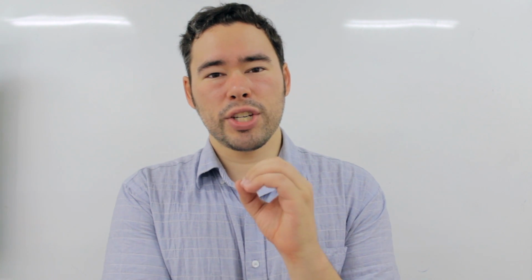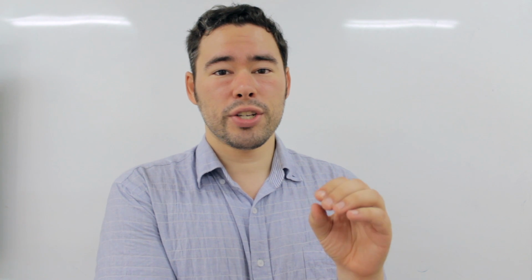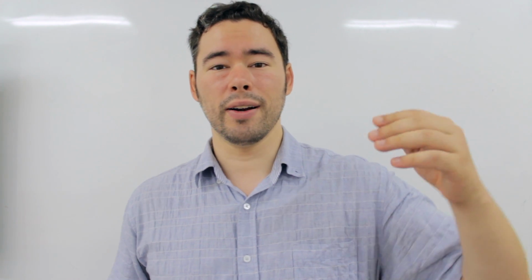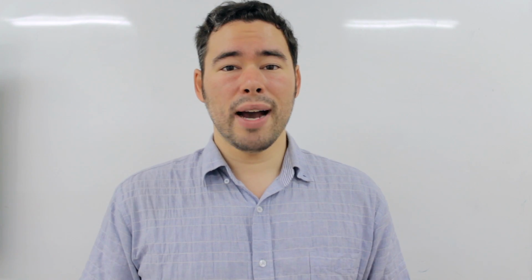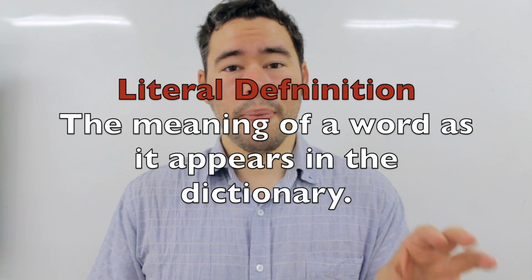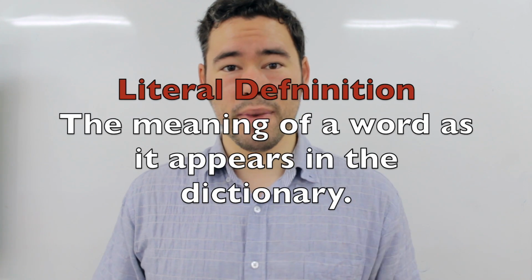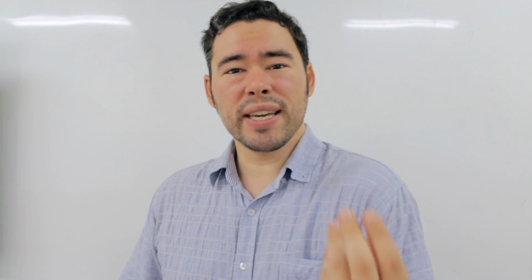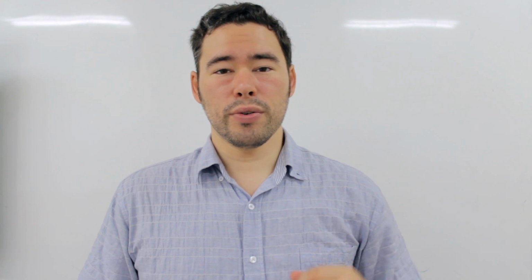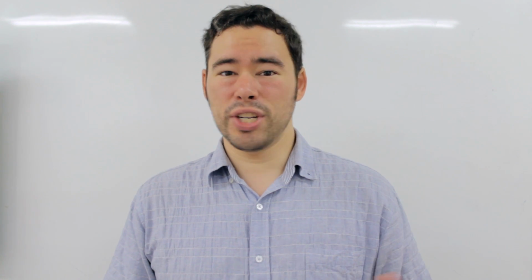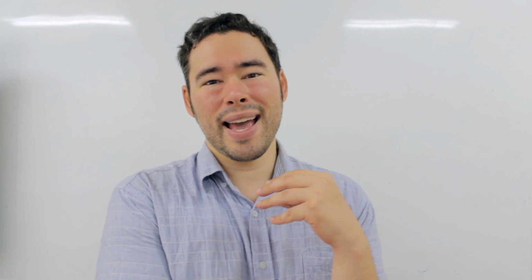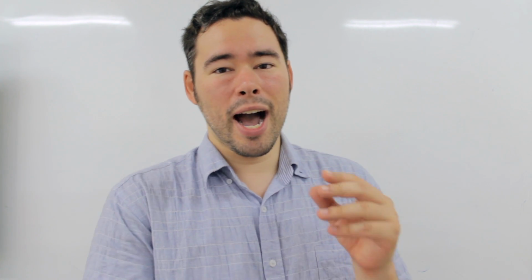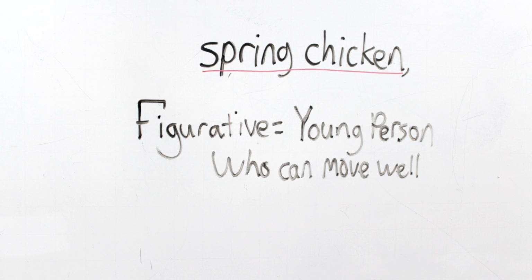And spring chicken, we already know the literal definition. Spring is early in the year, and chicken is a bird. Now, that's the literal definition, what the words actually mean if you look them up in the dictionary. But idioms also have a figurative definition. So spring can be a symbol for being young, and chickens run around outside. And sometimes they can get pretty fast. So he's saying, I'm no spring chicken. That means I'm no young person who can move really well.